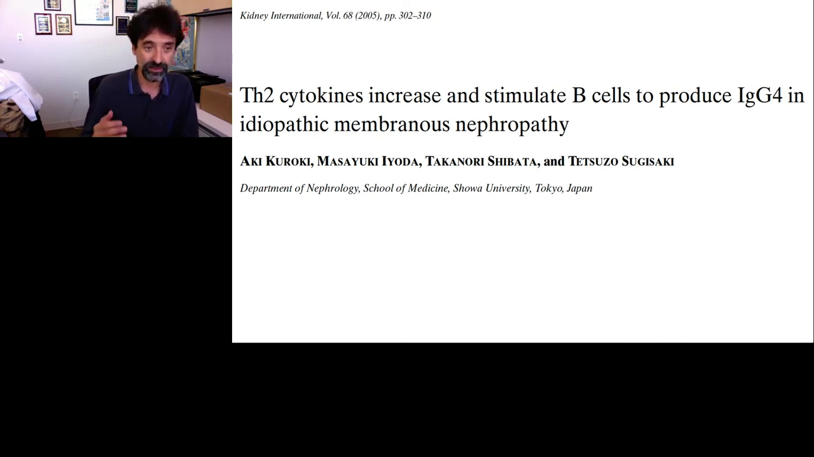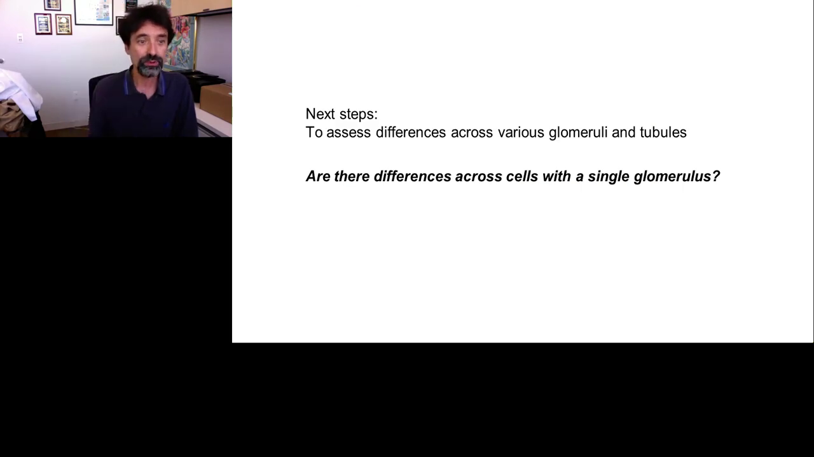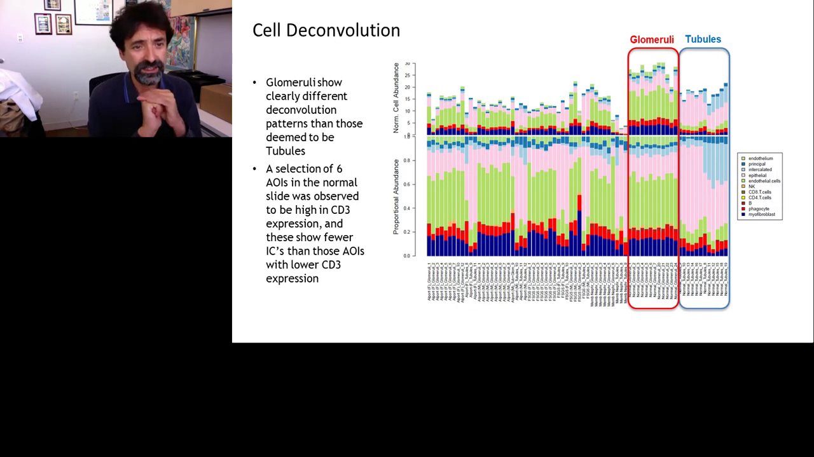So the next step for this kind of study will be to assess the differences, not across biopsies, but across the various glomeruli and tubules, which was the main initial reason why we used this technology to start with. And as a step further, the question is, are there differences across cells within a single glomerulus? To answer this question, we used a computational strategy to make a deconvolution of the cells that are present in each glomeruli and in each tubule that we selected in our region of interest.